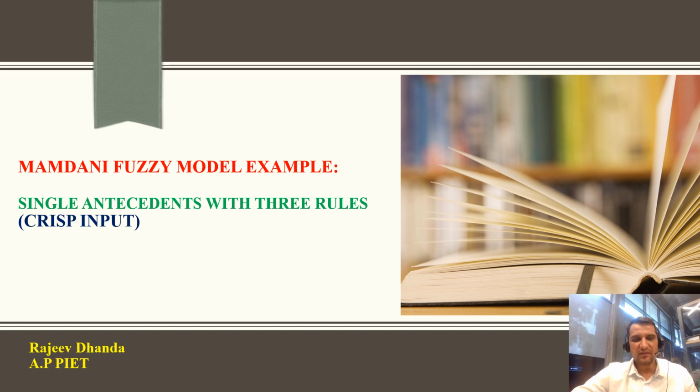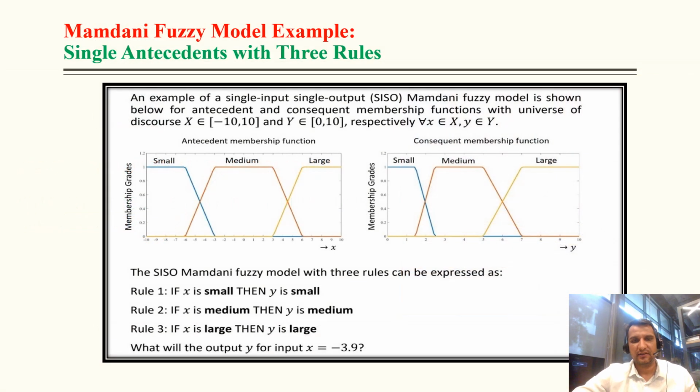With the help of an example, I can illustrate a single antecedent with 3 rules, and the input will be crisp. So this question will be asked like this. This is the antecedent part, small, medium, large, and this is the consequent. Antecedent means input and consequent means conclusion or output. So if x is small, then y is small. If x is medium, then y is medium. If x is large, then y is large. So there are three rules.